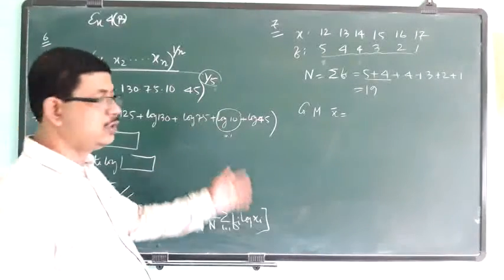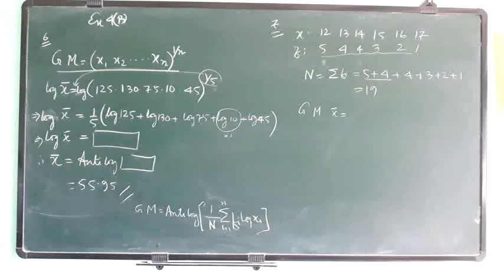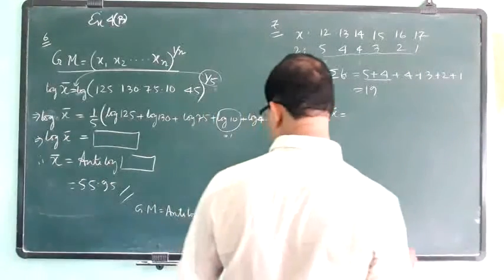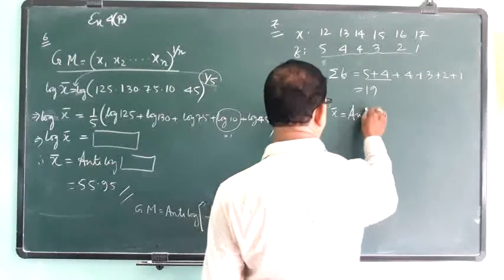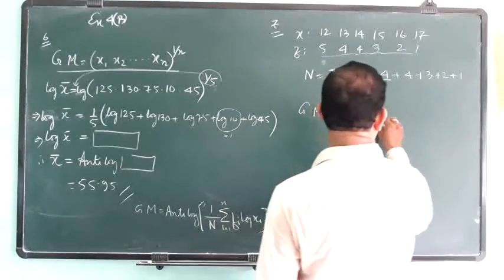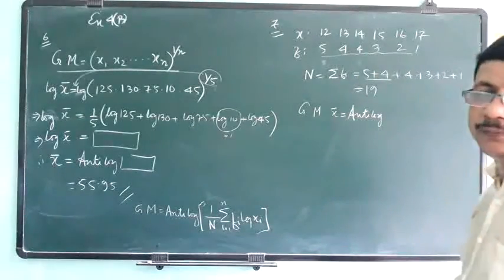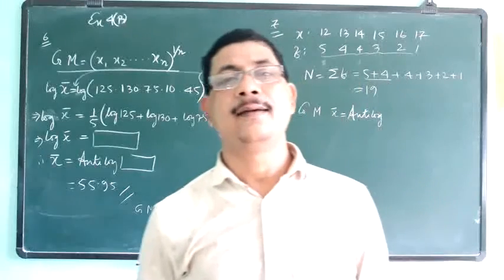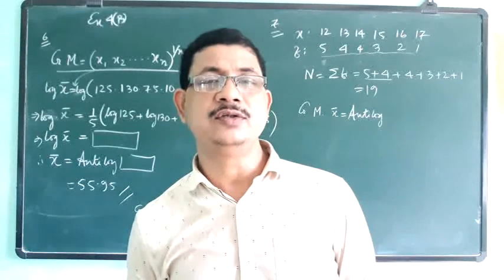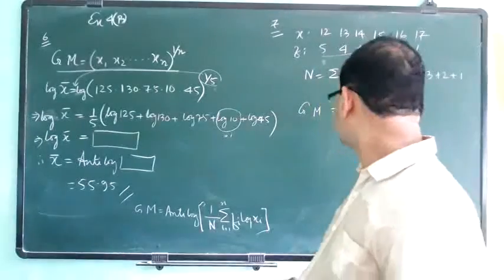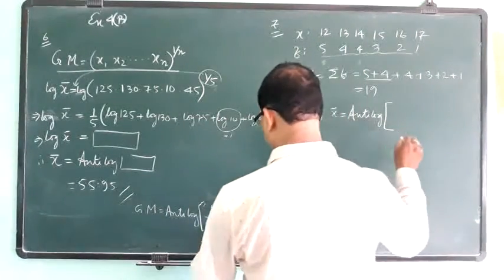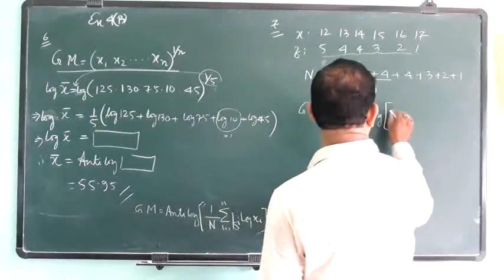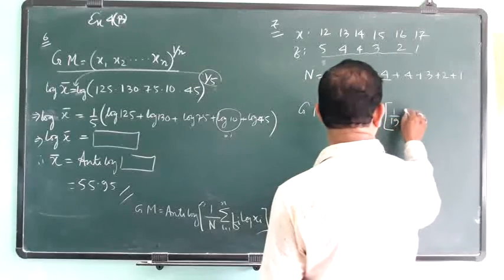Now let's continue this sum. As we have written the formula, you see that we have to write the antilog for calculating the geometric mean. Antilog is the converse, that is the reverse, of logarithm. Suppose log 2 is 0.30103. Then the antilog of 0.30103 will be 2. Like that it is. So antilog of what? 1 by n, 1 by 19. So we can write 1 by 19 here.